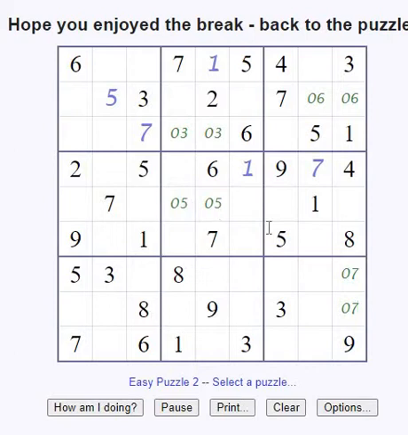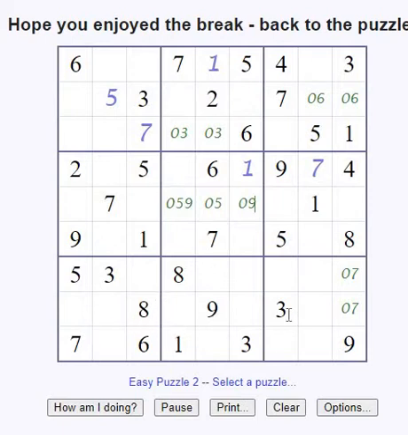Next, 8. There's only one 8. There are two 9s, top and bottom. So the other 9 must be in the middle. But if you look down here, there's a 9 here. So the only places where 9 could be are here and here. So let's put it there. Okay. Let's move on to the next one.